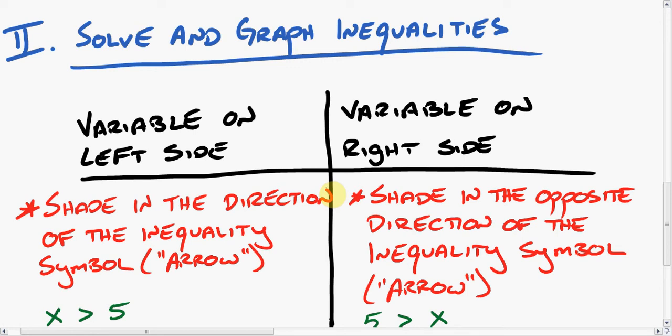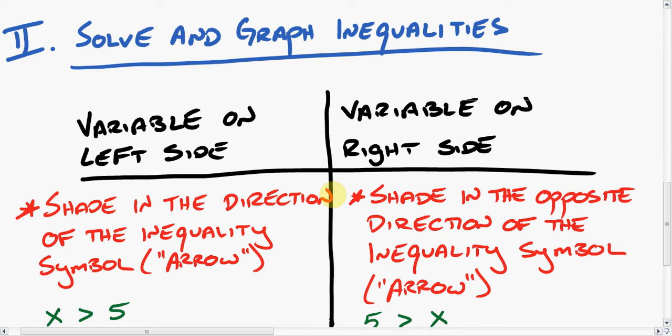This is section 1.6 part 2, and we're going to look at solving and graphing inequalities. So before we get into this, I just want to let you know that you're going to solve an inequality pretty much the same way you would solve an equation.